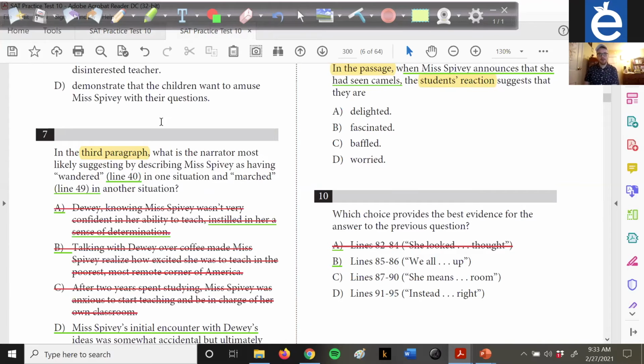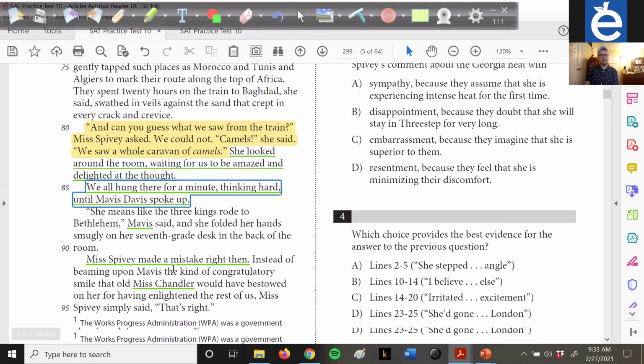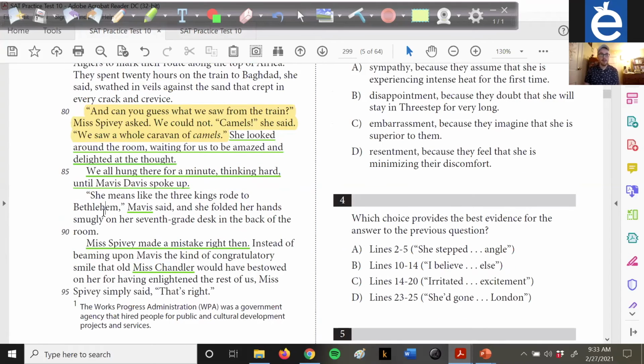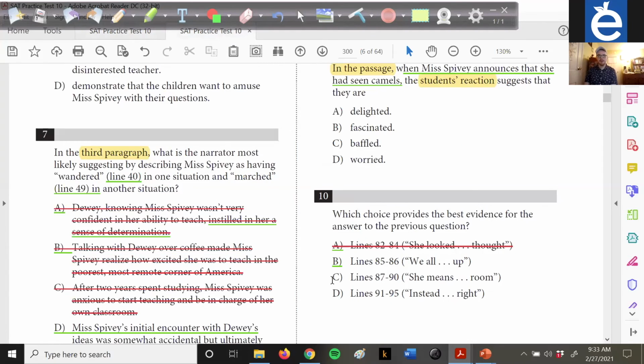87 to 90, starting with "she means" and ending with "room." All right, Mavis is going to speak up. "She means like the Three Kings or to Bethlehem," Mavis said, as she folded her hands smugly on her 7th grade desk in the back of the room. Well, okay, good for Mavis, but that doesn't seem to be the reaction of the students at large. So I don't like C.